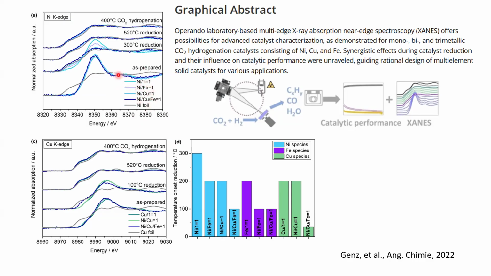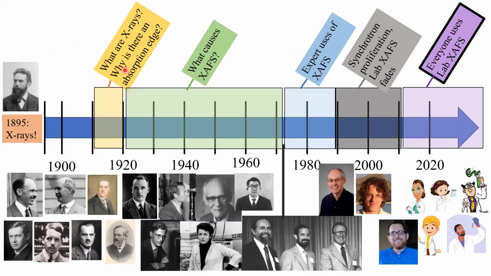As the ratio of the three elements in the catalyst is changed, they're able to observe whether reduction is occurring or not on the three different elements, and thus whether there actually is a synergistic effect from using multiple elements in the nanocatalyst at the same time or not. So with that, I'll conclude.